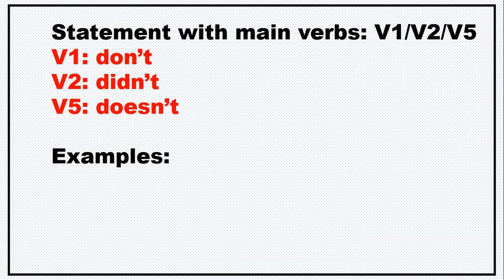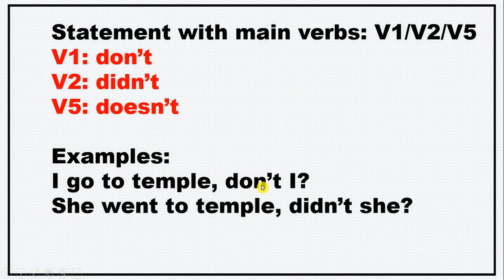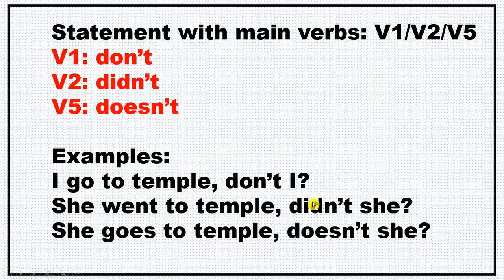Let's see examples. I go to temple, that's present tense, go is verb 1. Therefore, don't I. She went to temple. Went is past tense. It's like verb 2. That's why in the question tag we use didn't she. She goes to temple, verb 5, present tense, simple present. So therefore in our question tag we have doesn't she. So I repeat, verb 1 uses don't, verb 2 uses didn't, and verb 5 uses doesn't.